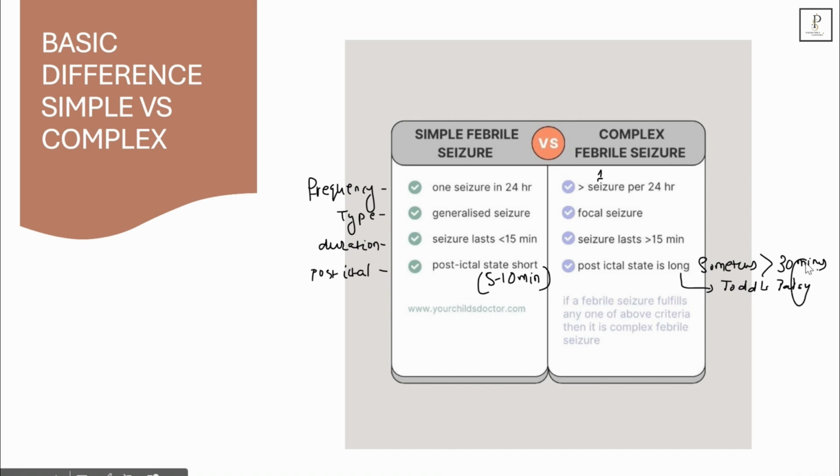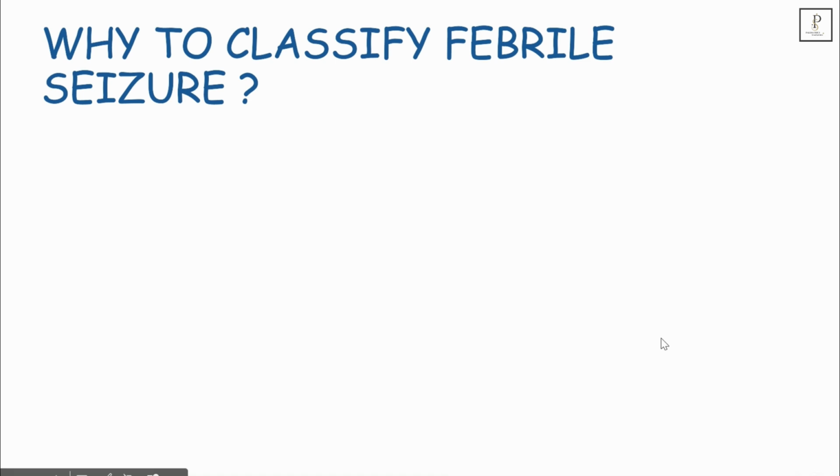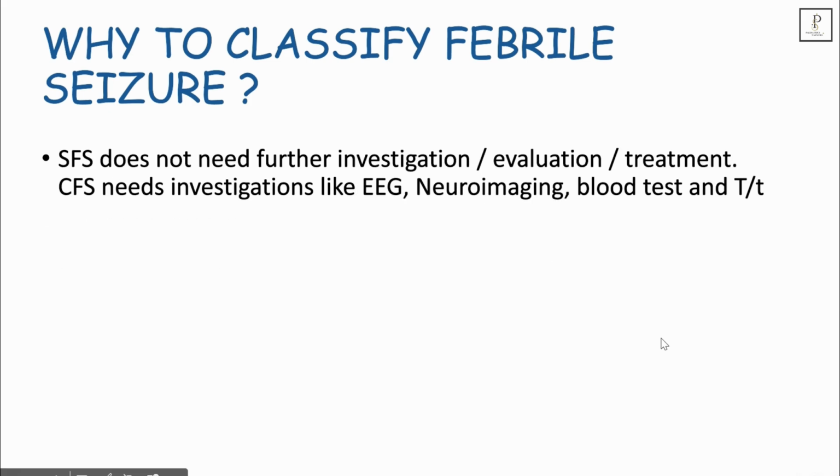So paralysis following seizure. If a child's febrile seizure satisfies any one of the following four criteria, then we'll term it a complex febrile seizure. Why should we classify simple versus complex febrile seizure? They are classified because of the plan of management, to decide what needs to be done next.